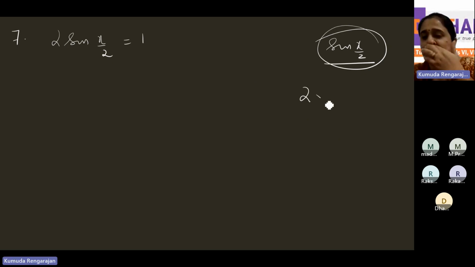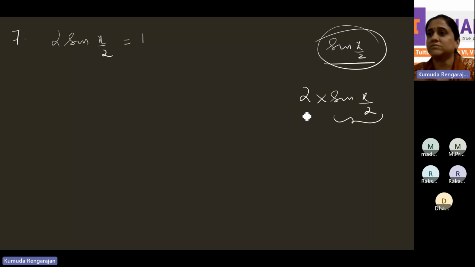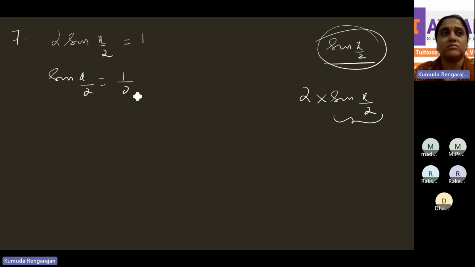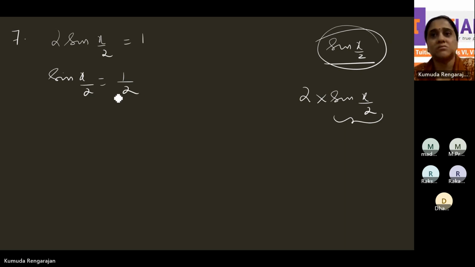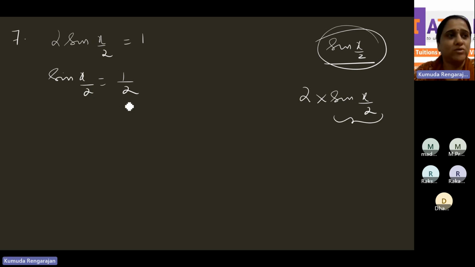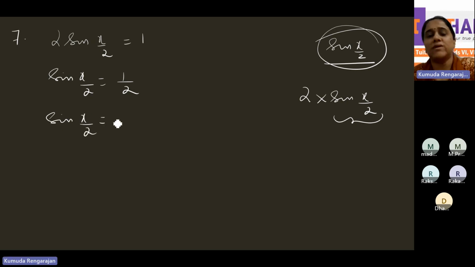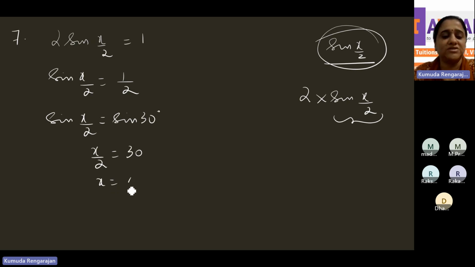Now this is 2 into sine x by 2. This is one thing. This one you can separate. So sine x by 2 is equal to 1 by 2. Don't cancel the 2 and 2 here like this. You cannot cancel the 2 here and here like this. So sine x by 2 is equal to 1 by 2. When is it 1 by 2? Sine 30 degrees. So on comparing both the sides, x by 2 is equal to 30, x is equal to 60 degrees. Is this right?